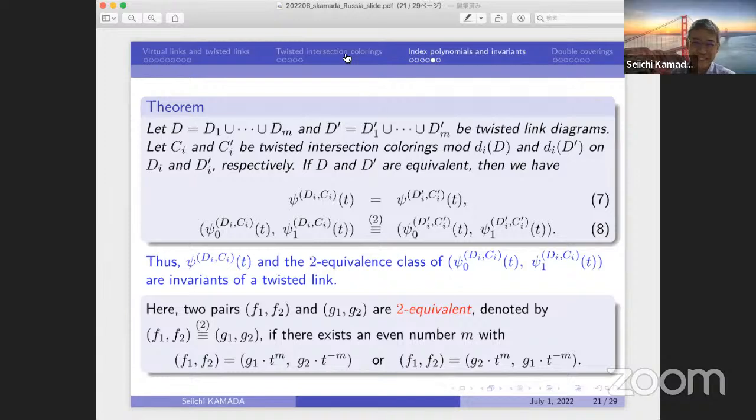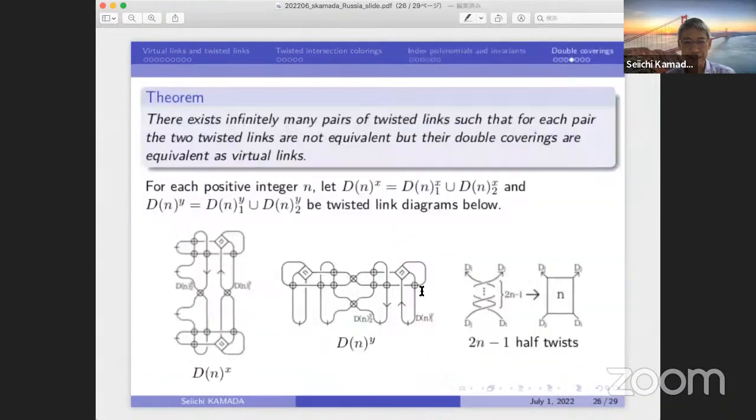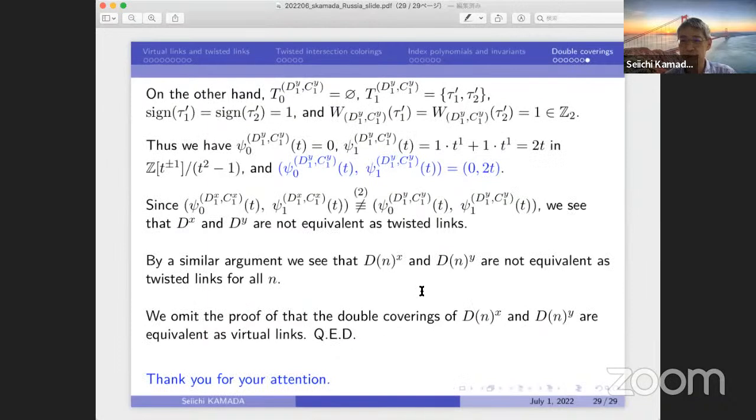Oh, that's a good question. Actually, my collaborator, Hiroki Ito, found a method to construct infinitely many such pairs whose double covering is the same. I'm sorry, I skipped that argument in this talk because it takes a lot of time. But in our preprint, we have a section about how to construct such pairs.